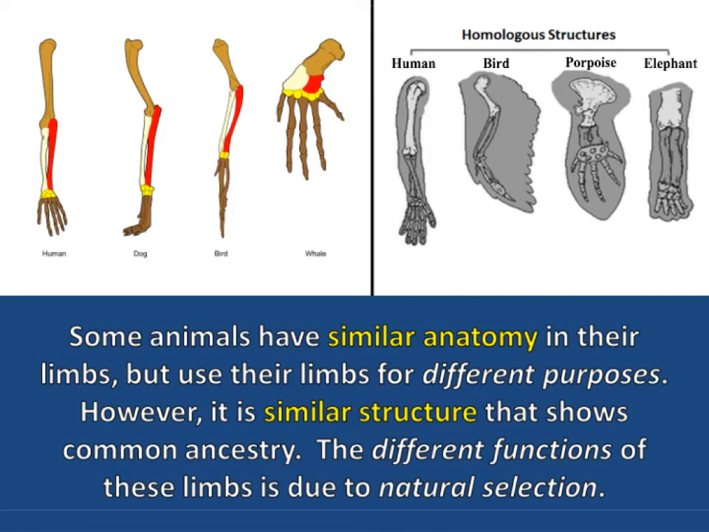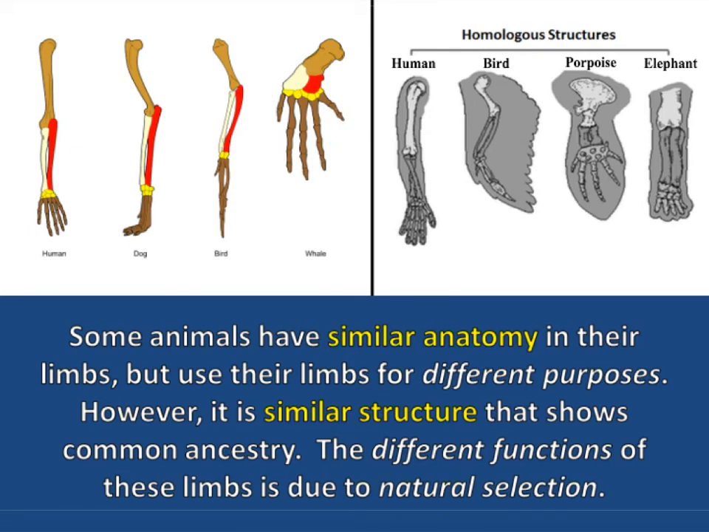So although they have similar anatomy in their limbs, they use their limbs for different purposes. For example, humans, us, we use our arms to pick up stuff. As for a dog, they use their limb to walk around or to run. We don't walk on our hands, do we? And for birds, they use their limbs to fly. And for a whale, they use their limbs to swim in the ocean.